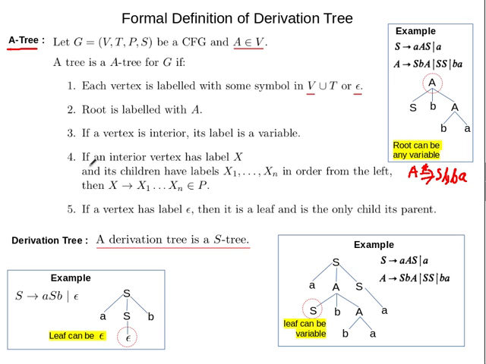And this is the most important property: if an interior vertex has label x and its children have labels x1 up to xn, so say this is x and these are x1, x2, x3, then this must be a production. This corresponds to a branching, where you have x here, and then you have these branches x1, x2, x3, right? And the order matters, because x going to x1 x2 is not the same as x going to x2 x1. So the children have this order from left to right.